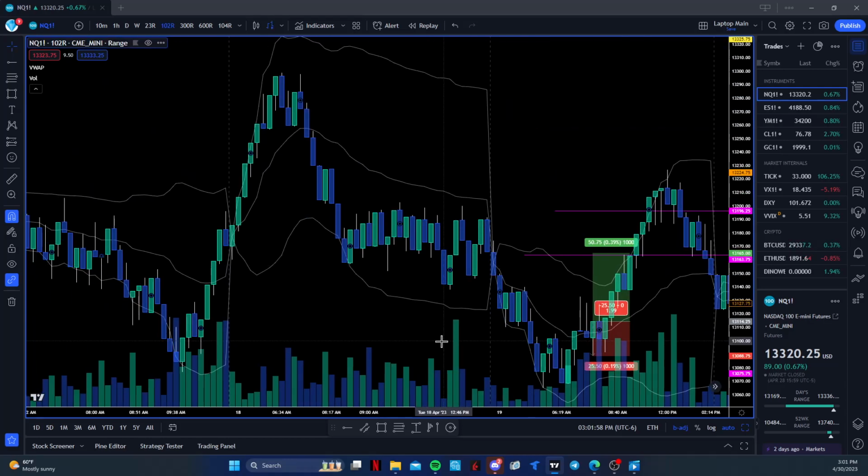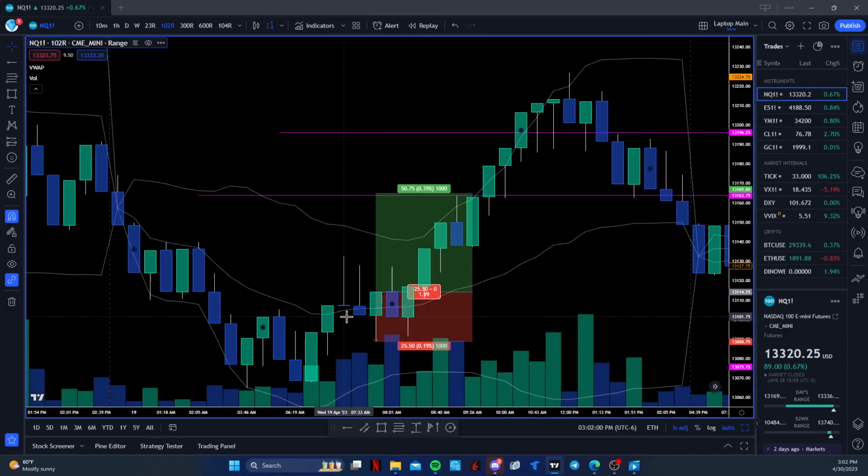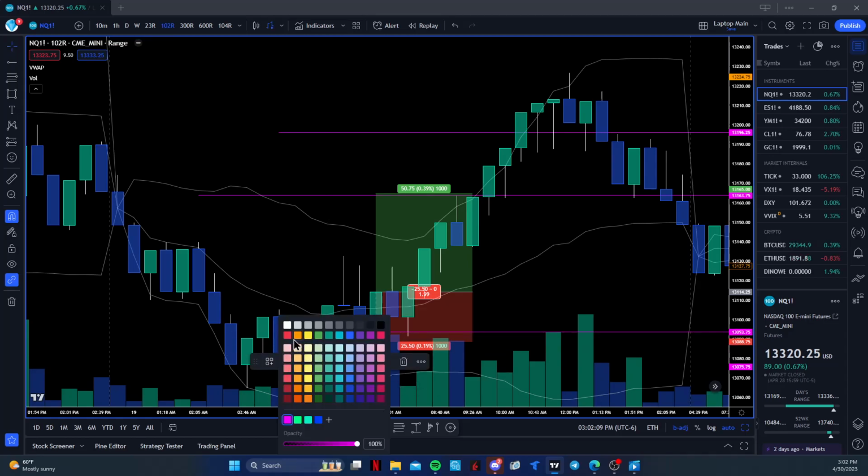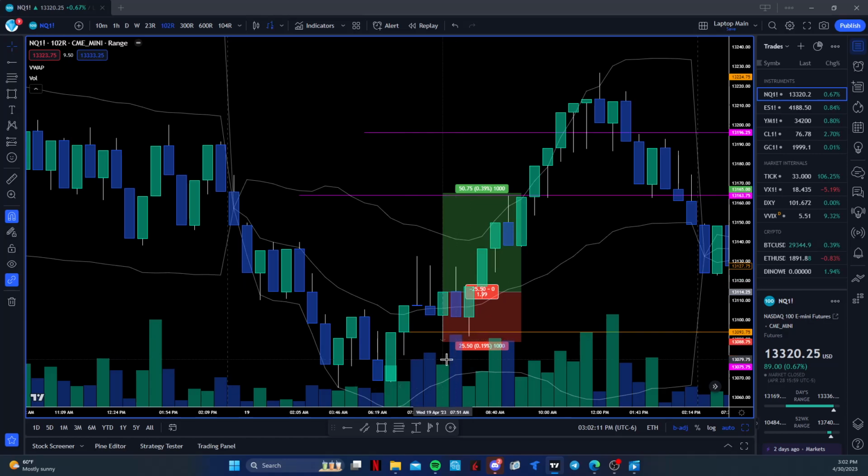I'm not sure where the bottom level was, but this was your opening print-ish right here. So this is your opening print right here. Mark that in orange or roughly that area. So we're above the opening print, we'd want to be looking long. You're holding above VWAP.